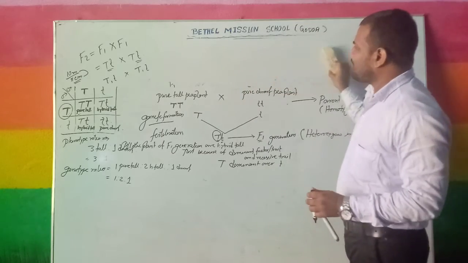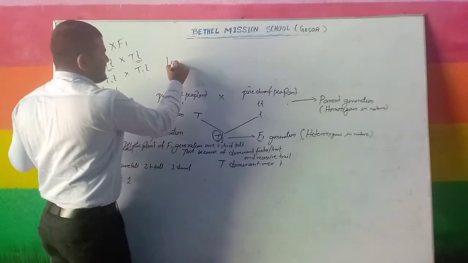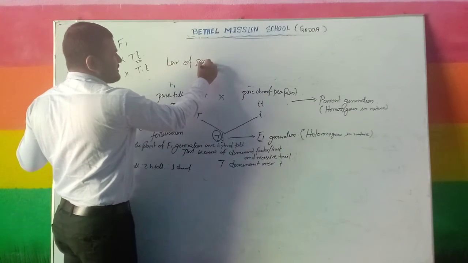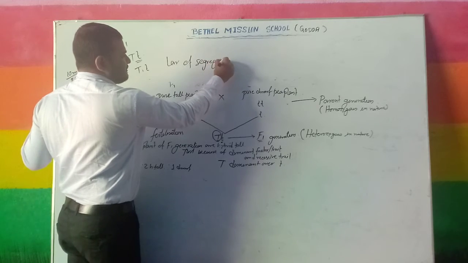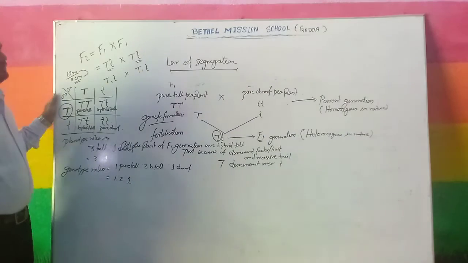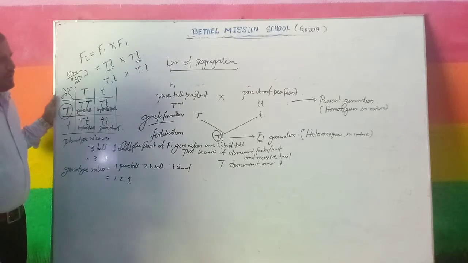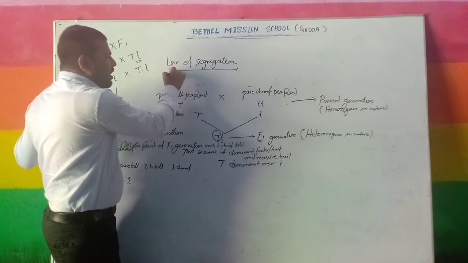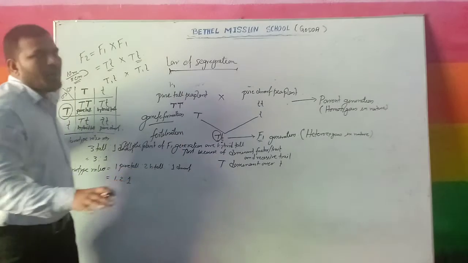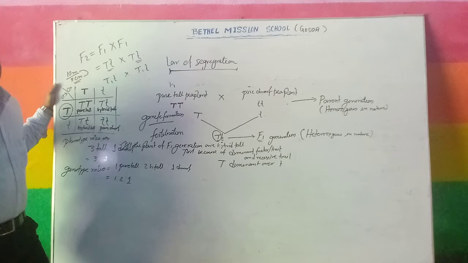Now as a result of the monohybrid cross, Mendel provides the law of segregation. This is the conclusion of monohybrid cross. Law of segregation means the genes are always combined and in the form of alleles, and these alleles are going to divide during the gamete formation, and the gamete formation takes place by meiosis. These are the law of segregation.